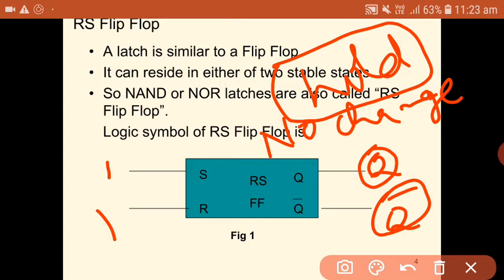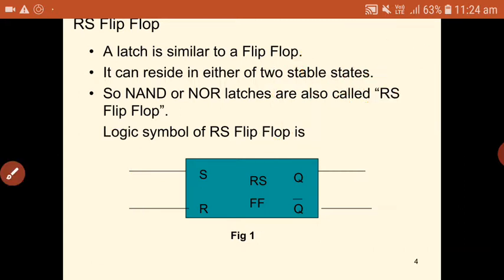That means whatever the previous output is, that will be held by the flip-flop when R is equal to 1 and S is equal to 1. So for the 1 1 combination of R and S inputs, you will get the output as hold state, or no change in the output. Whatever the previous output is, that will be continued for R equal to 1 and S equal to 1. So this is the basic logic symbol of RS flip-flop.